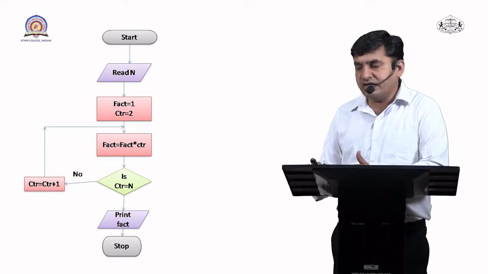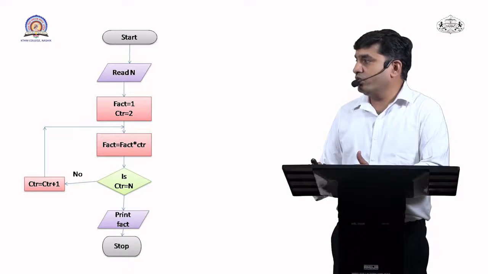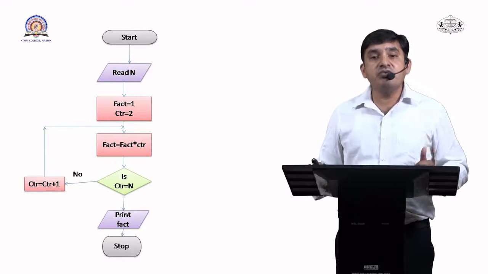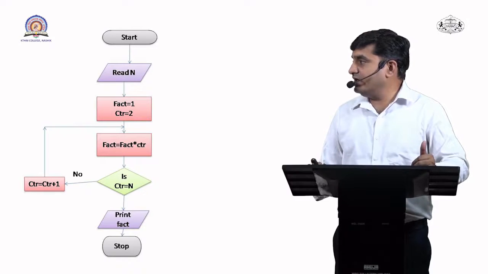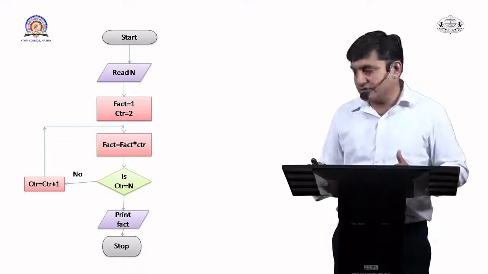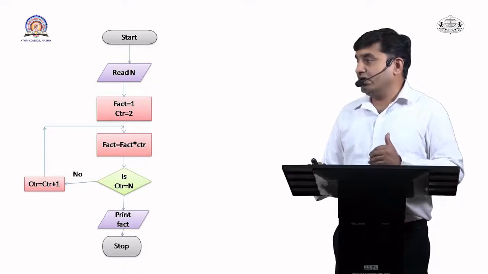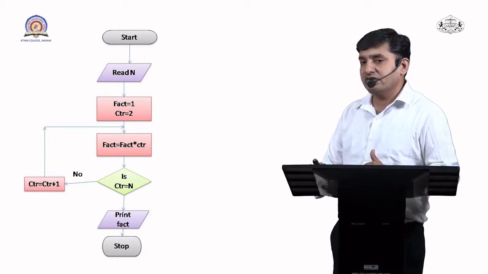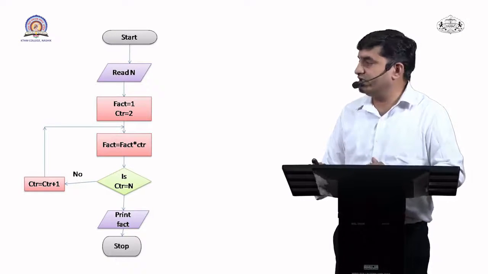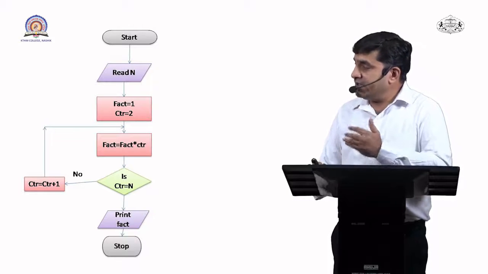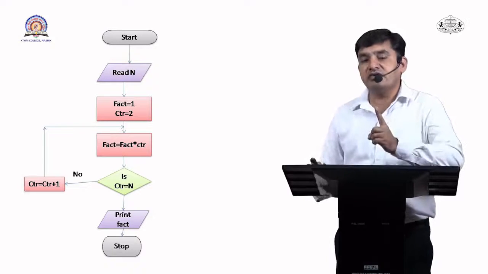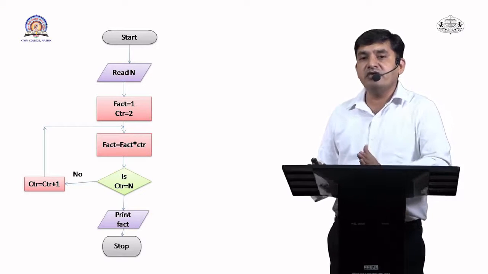Now check the condition. Is counter equal to n? If no, then add 1 to the counter, that is, the counter is incremented by 1, and again find fact is equal to fact into counter. Again check the condition. Is counter equal to n? If this condition is satisfied, then go to step number 7, as in the case of the algorithm. But if counter is not equal to n, then increment the counter by 1.